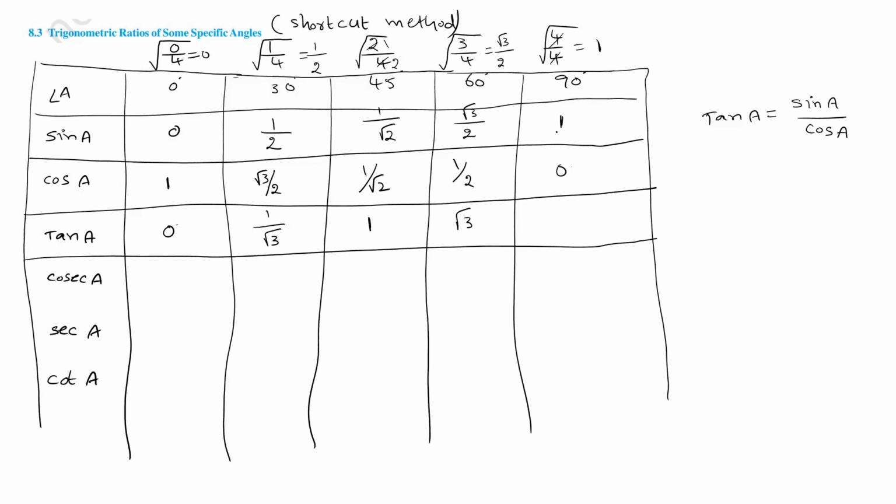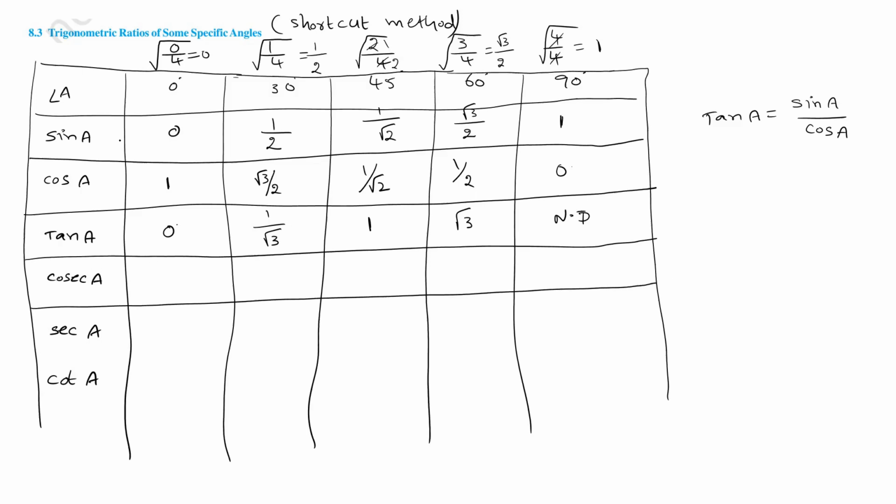For tan 90, it will be sine 90 by cos 90. Sine 90 is 1 and cos 90 will be 0. So 1 by 0 won't be defined. This is called not defined. Tan 90 will be not defined. Now we got tan. Next one will be cosecant.